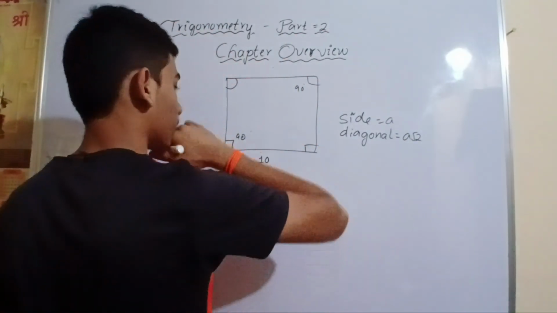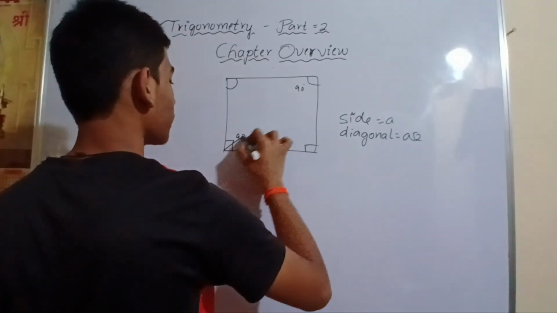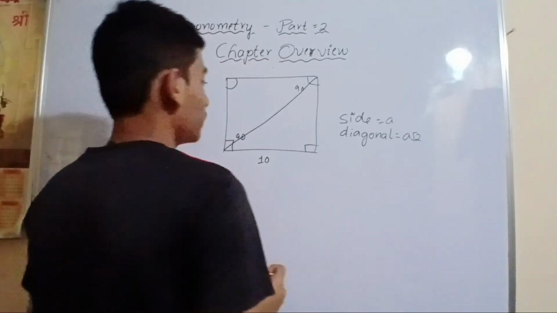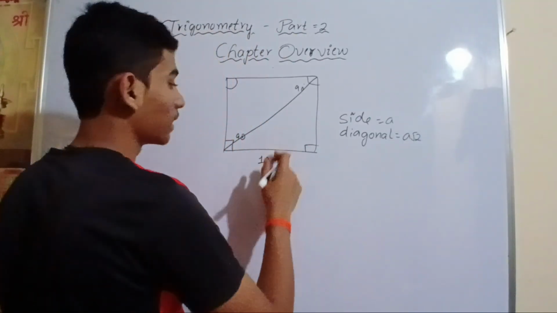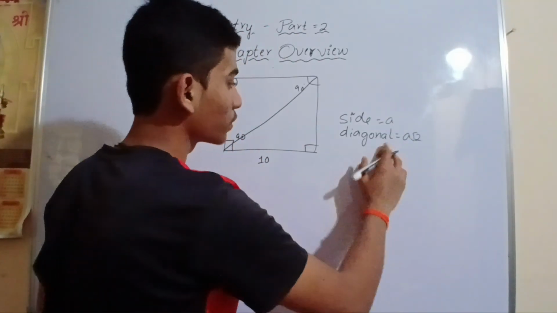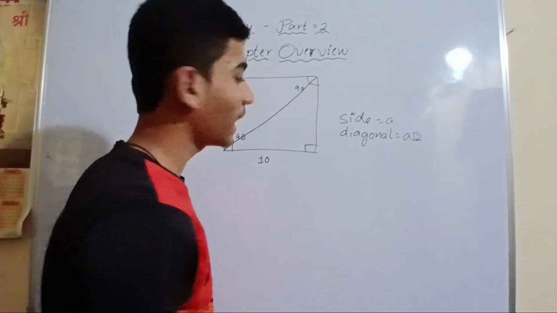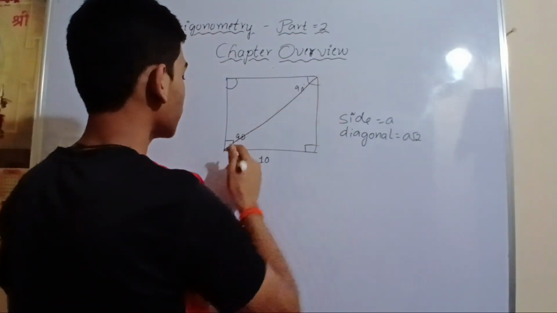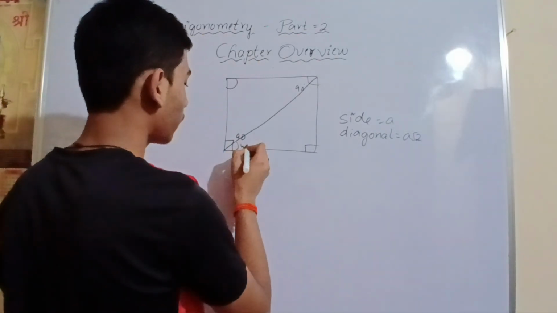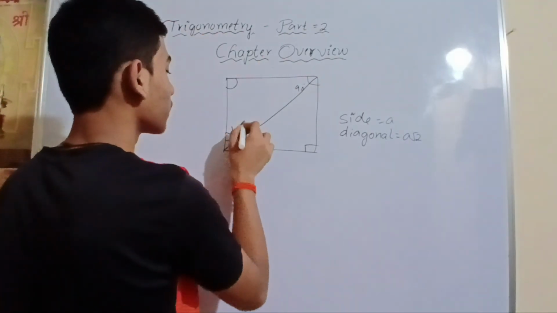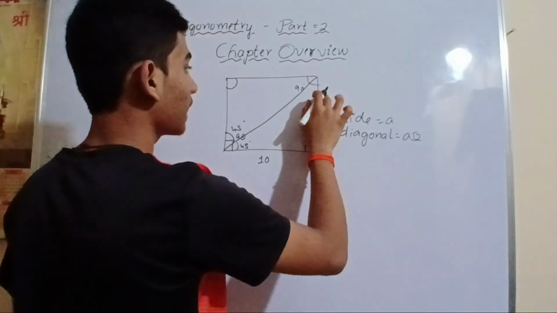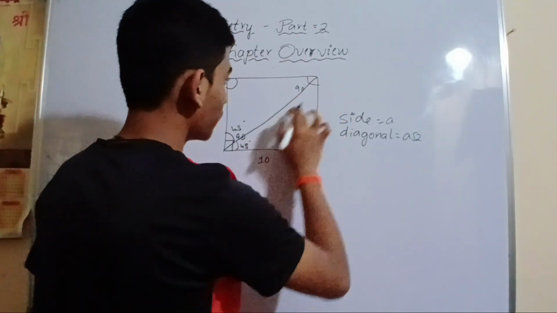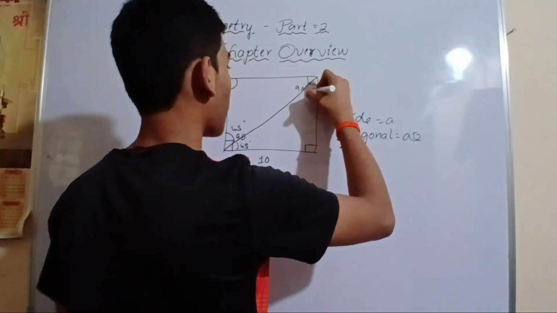So if we cut it like this, then find the value of the diagonal. Simple. No need to use this formula. We can use trigonometry and solve this problem. See, if we cut this into equal halves, this angle is bisected into 45 degrees and 45 degrees. If this is 45, this angle is 90 minus 45. If this is theta, this is 90 minus theta. 90 minus 45 is 45.